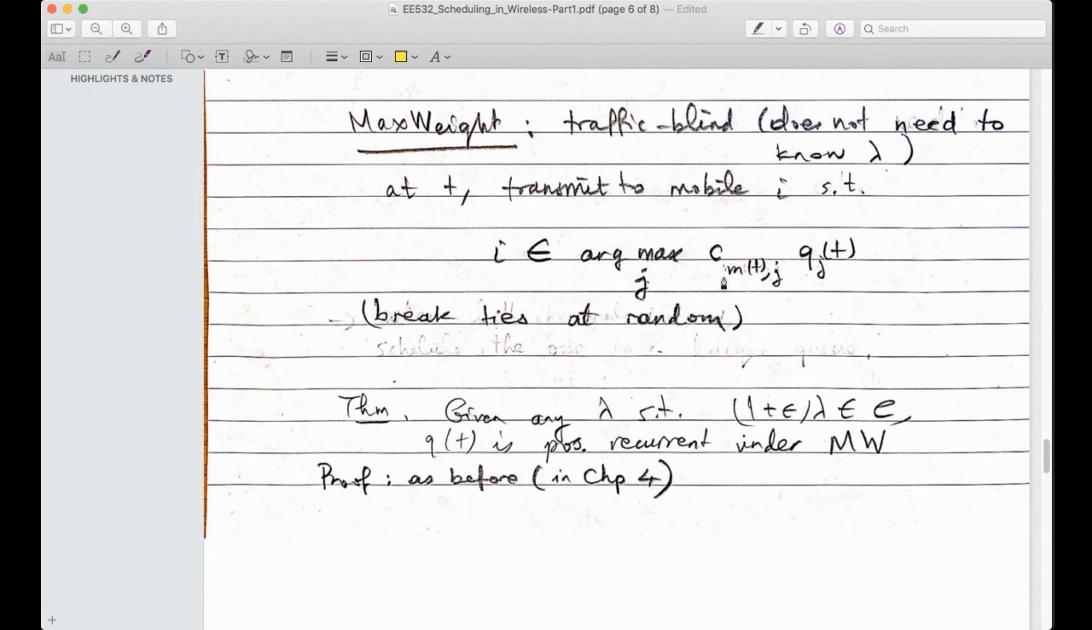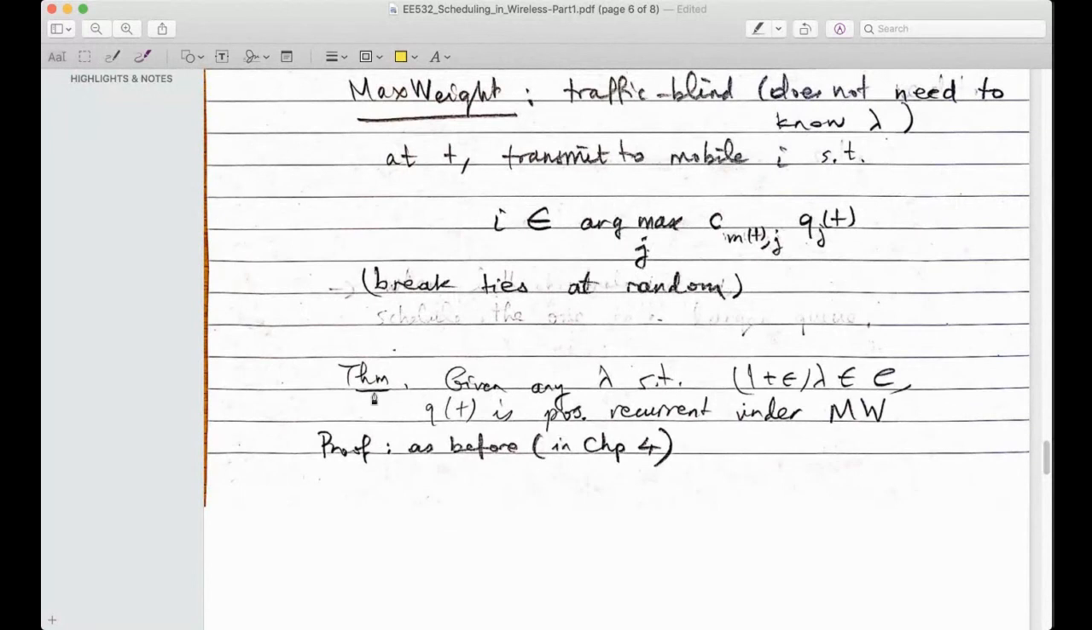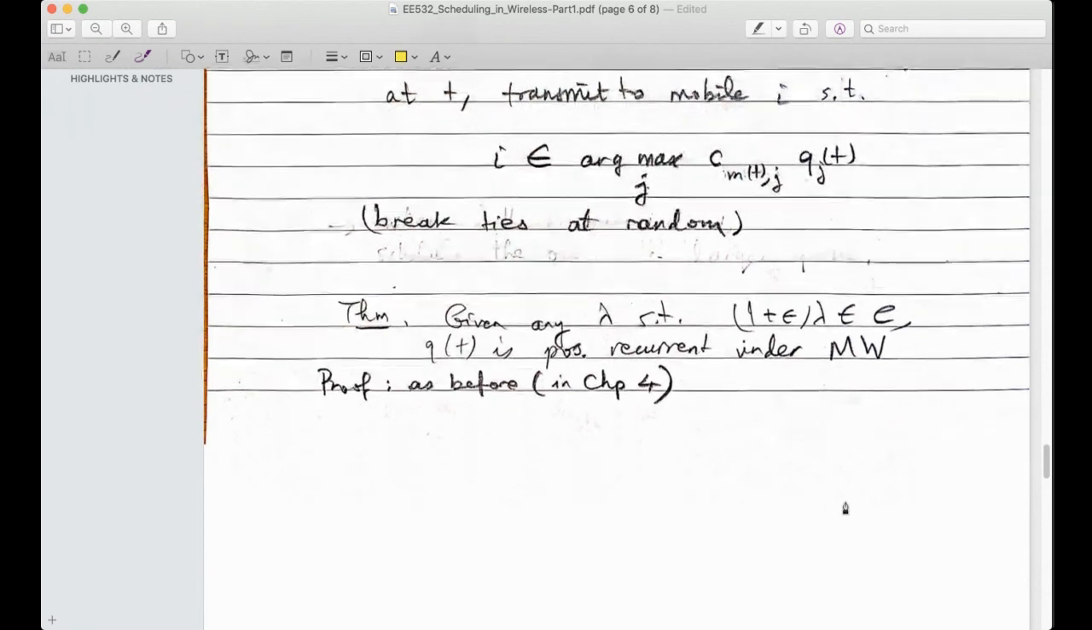Okay. Now we can state for completeness the theorem that for any lambda inside the capacity region, the Q vector is positive recurrent under max weight. This means for any rate vector that is stabilizable, max weight stabilizes the Q. The proof is essentially the same as the proof of the optimality of max weight that we showed in chapter 4. You can read it in the textbook.